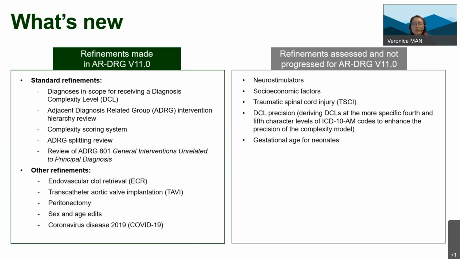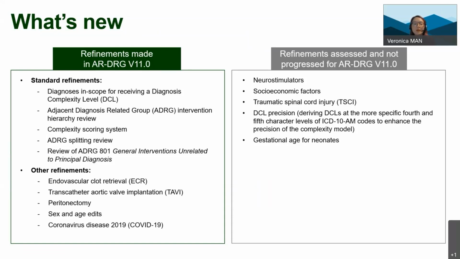In regards to COVID-19, although COVID-19 activity and cost data hasn't been included in the dataset that informed the DRG development, like other new codes incorporated within the new AR-DRG version, disease codes for COVID-19 will receive a DCL value in version 11.